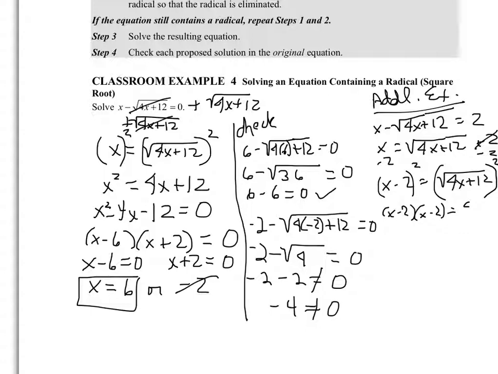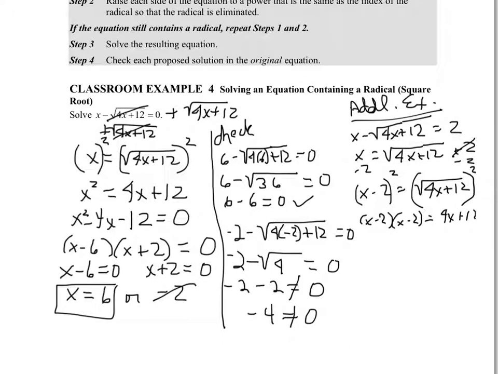The right side won't be a problem because the square will just eliminate the square root, but on the left side, you need to use FOIL. First, outer, inner, last. We're not going to complete this problem. I'm just giving you the heads up that if you had 2 terms on that side, when you get ready to square it, you have to remember to use FOIL.